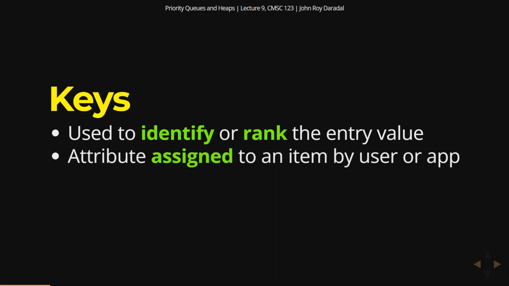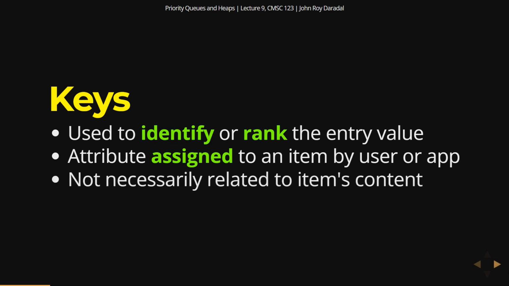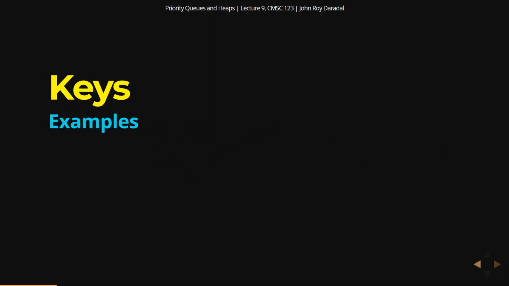So keys are usually assigned to the item by either the user or by the application. So it could be system generated, or it could be given by the user itself. Okay, but the keys are not necessarily related to the item's content, or the value itself. So let's see some examples of keys. Let's say, for example, a phone book. In the phone book, your key would be the name, and then the value would be the phone number, right?